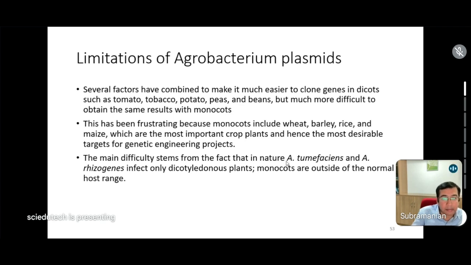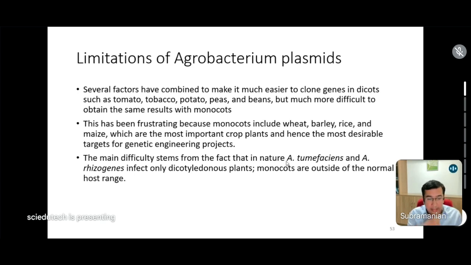So there are also other limitations of Agrobacterium plasmids. Several factors have made it easier to clone genes in dicots like tobacco, tomato, potato, peas, but it's more difficult to obtain the same results with monocots. If you remember, Agrobacterium has a preference for dicotyledon plants, so it's very difficult to transform monocots with Agrobacterium. In the case of monocots, we basically use biolistic mediated transformation.